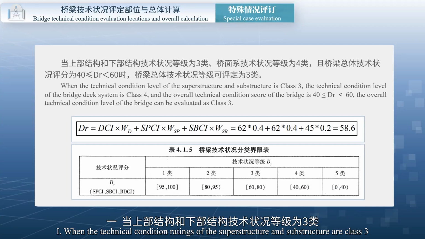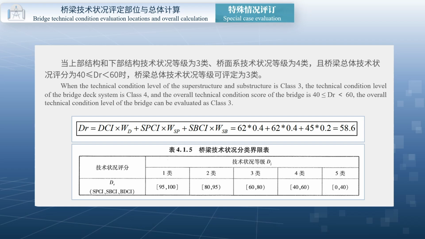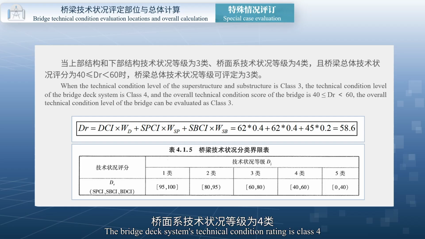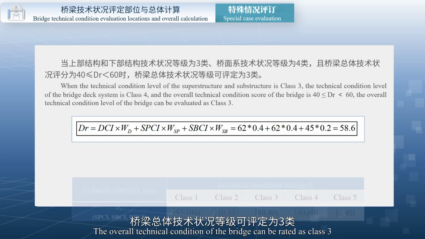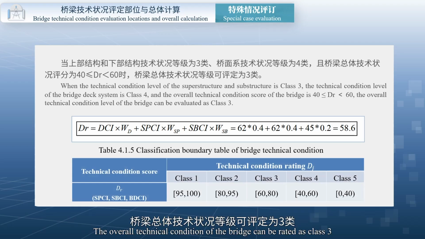Special case one: when the technical condition ratings of the superstructure and substructure are Class 3, and the bridge deck system's technical condition rating is Class 4, and the overall technical condition score of the bridge satisfies 40 ≤ Dr < 60, the overall technical condition of the bridge can be rated as Class 3.